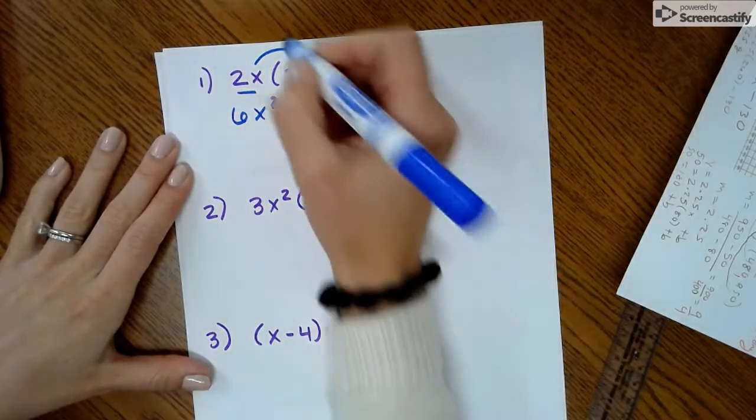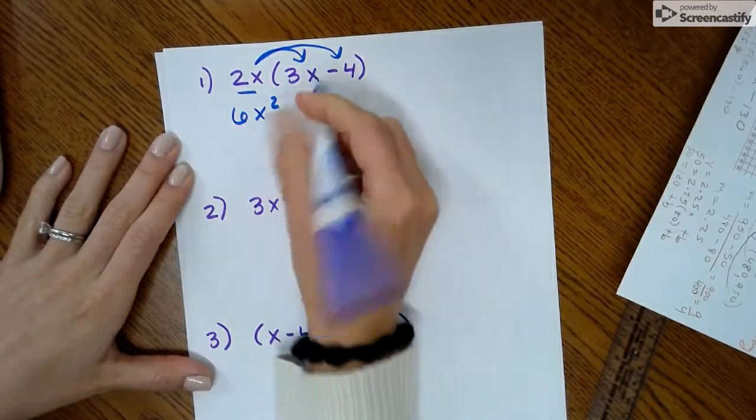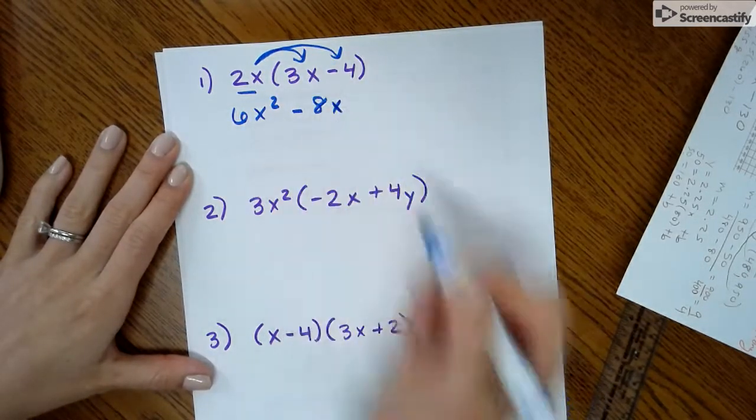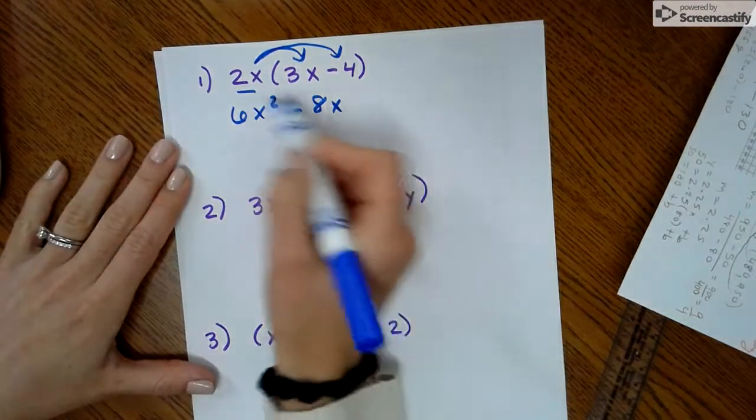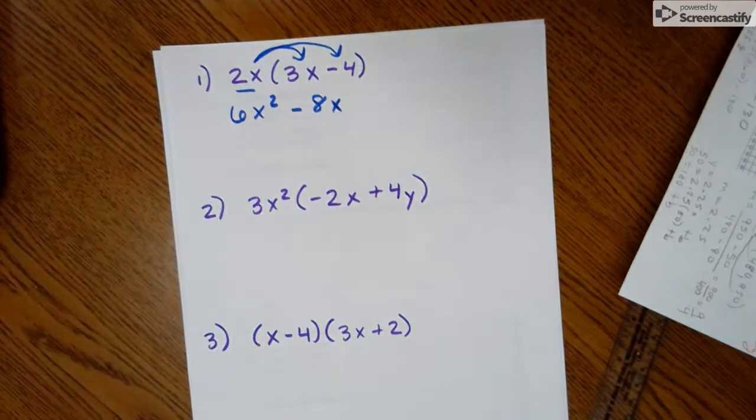And then I just have to take 2x times negative 4. So 2x times negative 4 would be negative 8x. And that's your answer. So your answer to this multiplication problem would be 6x squared minus 8x.